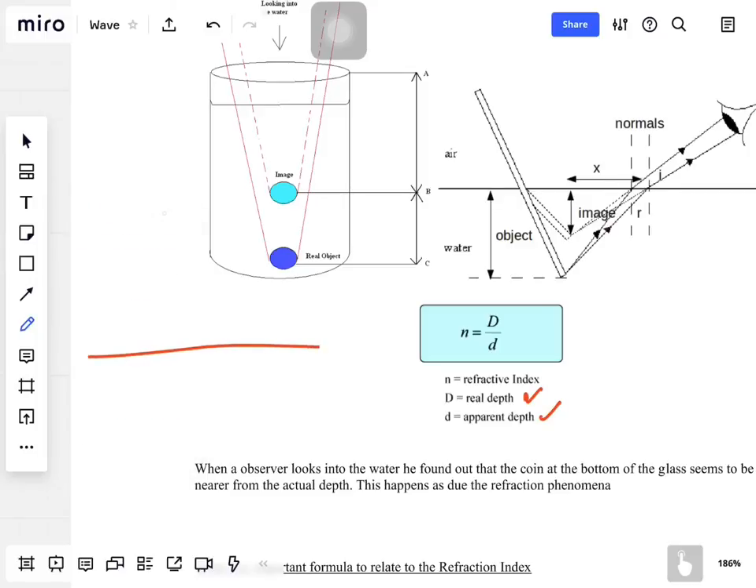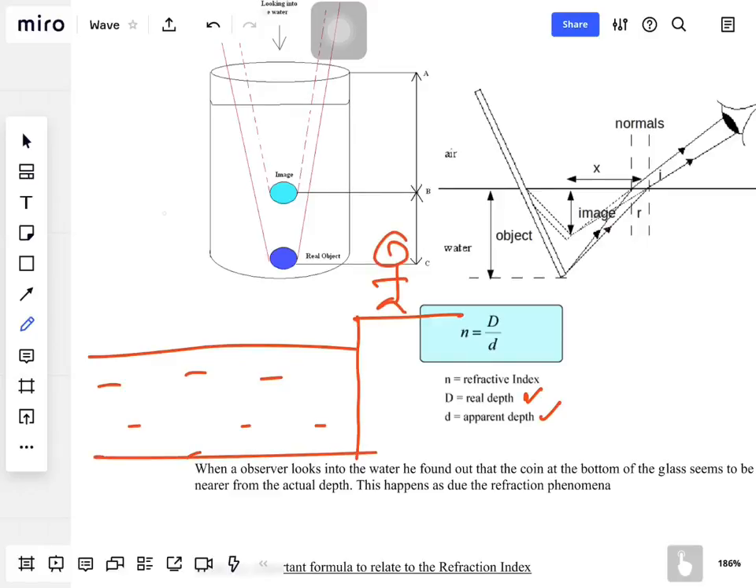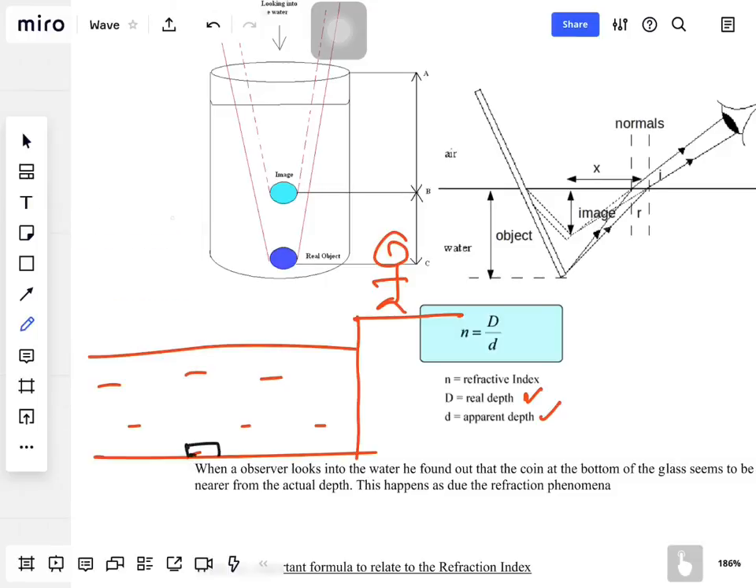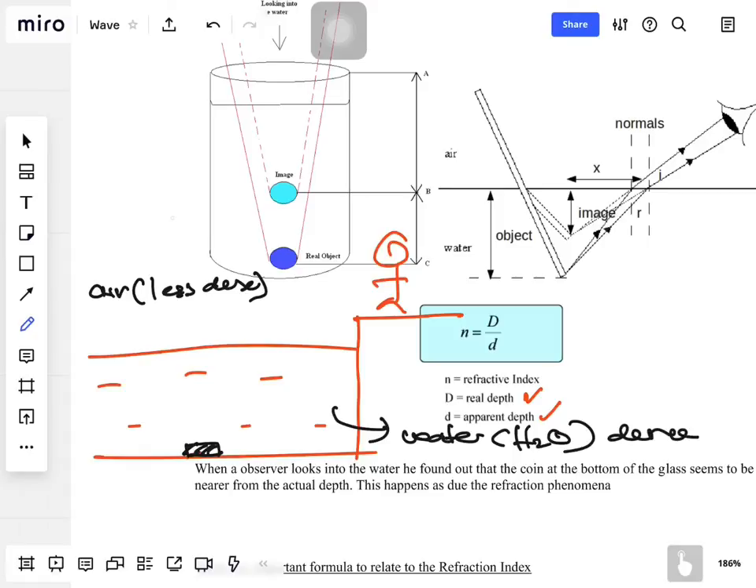Imagine this is a swimming pool. Right, this is a swimming pool, and you are standing on top of here, okay? And if you drop a coin into the swimming pool, so the coin is actually here. Now you drop the coin here, correct? Because this is water, right? This is water, or we call it H2O, right? And this is air. So we do know that basically this is less dense, and this is dense medium, okay.